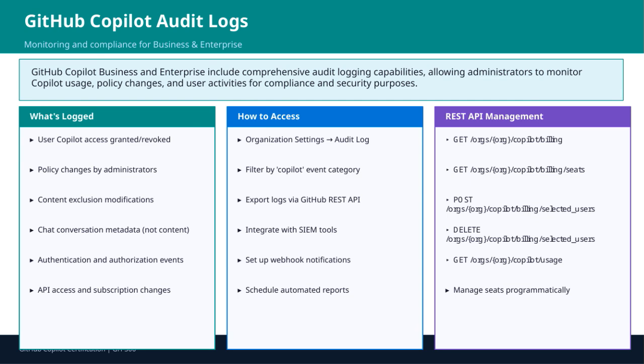Additionally, metadata from chat conversations is recorded, though not the actual content itself, along with authentication and authorization events, API access, and subscription changes. To access these logs, administrators can go to Organization Settings and navigate to the Audit Log. By filtering for the Copilot event category, they can easily find relevant entries.